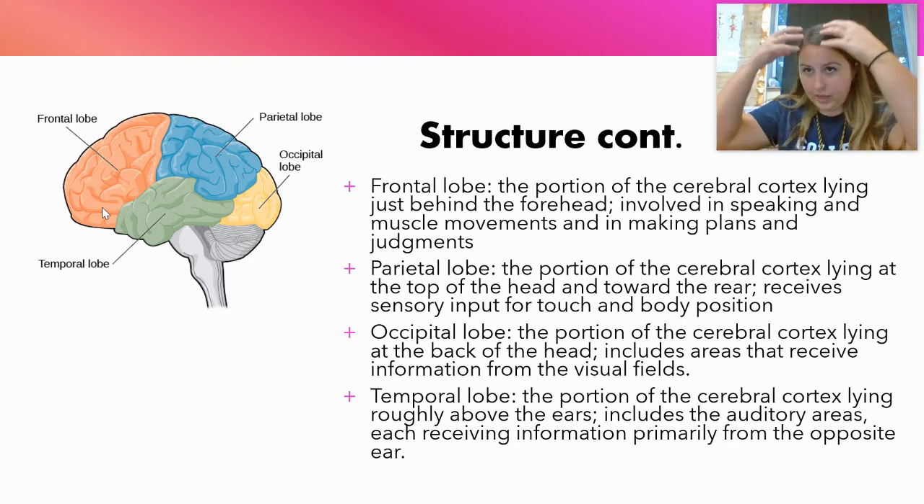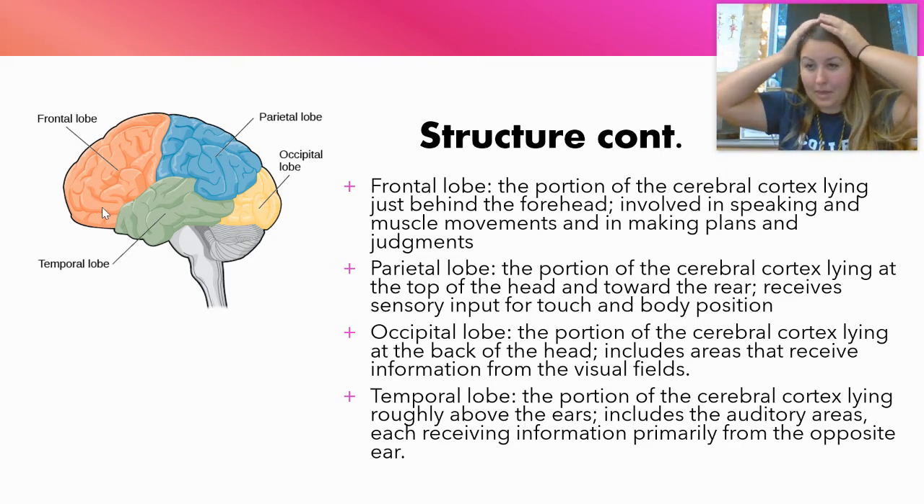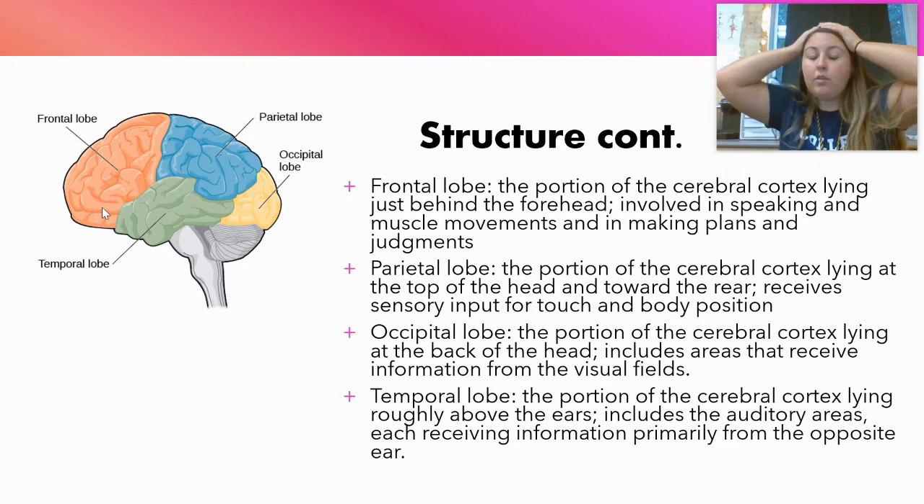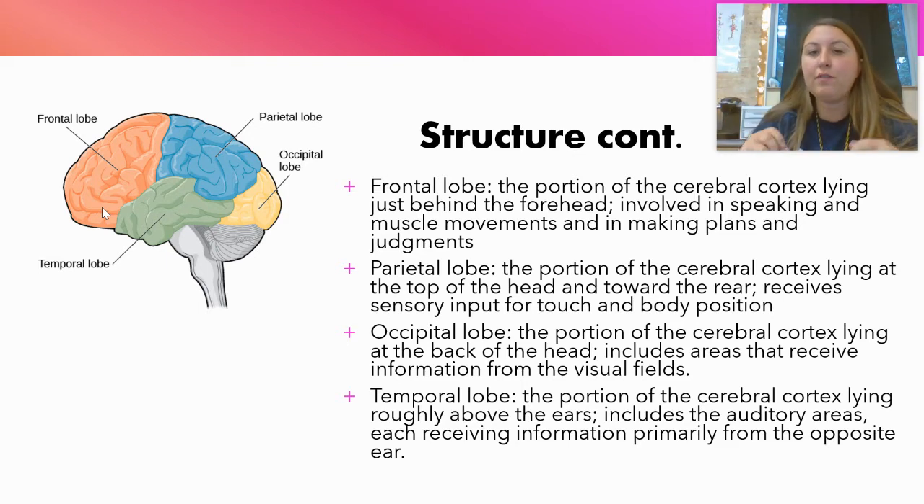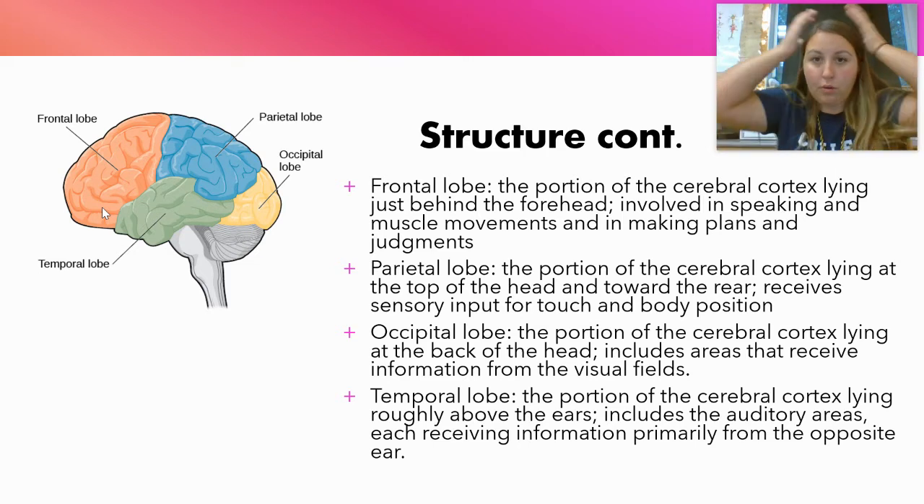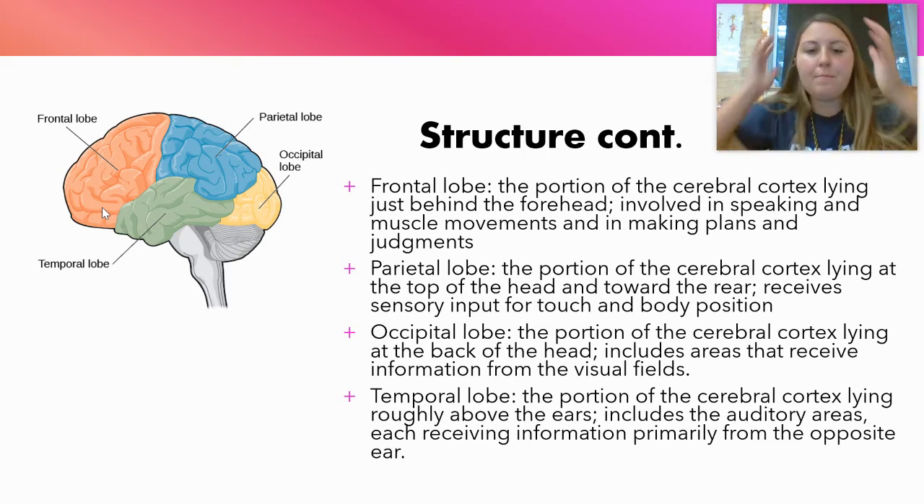Behind the frontal lobe, kind of on the top, like middle, is called the parietal lobe. And this is the area of the brain which receives sensory information for touch and body positioning. So when you touch something, when you feel something with your skin, that information is going to go to the parietal lobe right here, where it's going to be processed.